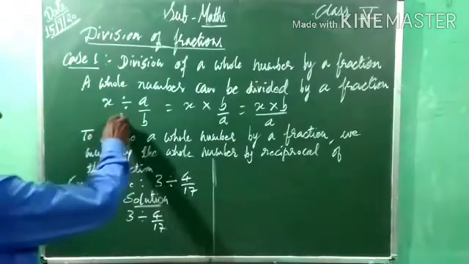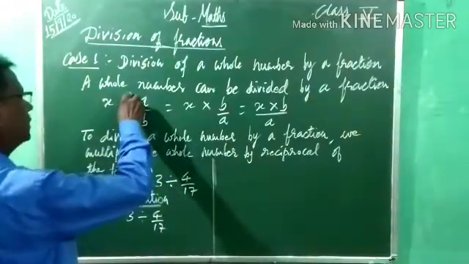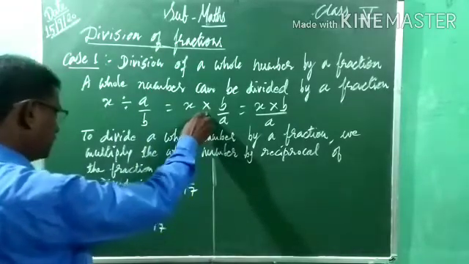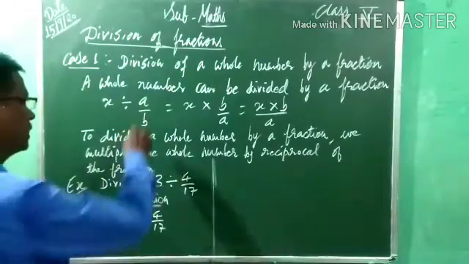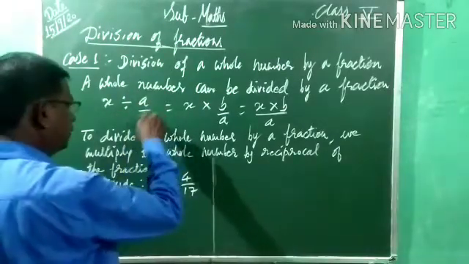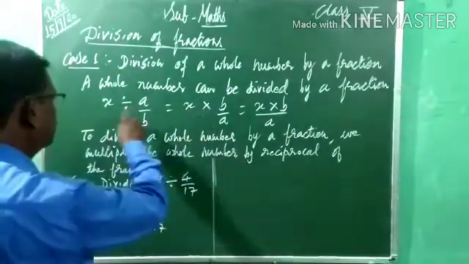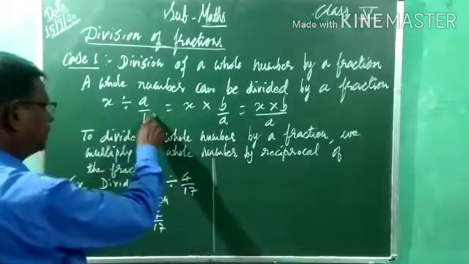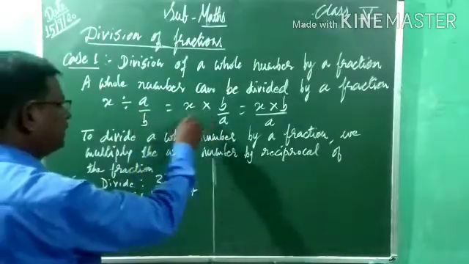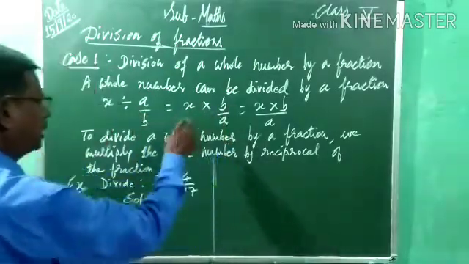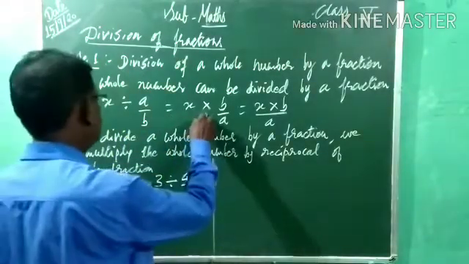Now this divide sign, we can change. In place of the divide sign I am taking multiplication sign. But before taking the multiplication sign you have to take the reciprocal. What is the reciprocal of a by b? Before changing the sign you have to take what? Reciprocal. Then only we can change the sign. X divided by a by b is equal to x into the reciprocal of a by b, which is b by a. Understood? That's why we have changed it here.